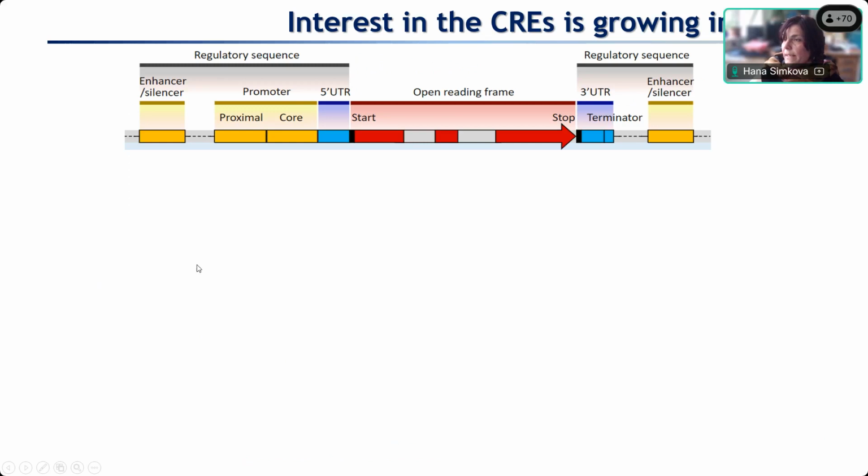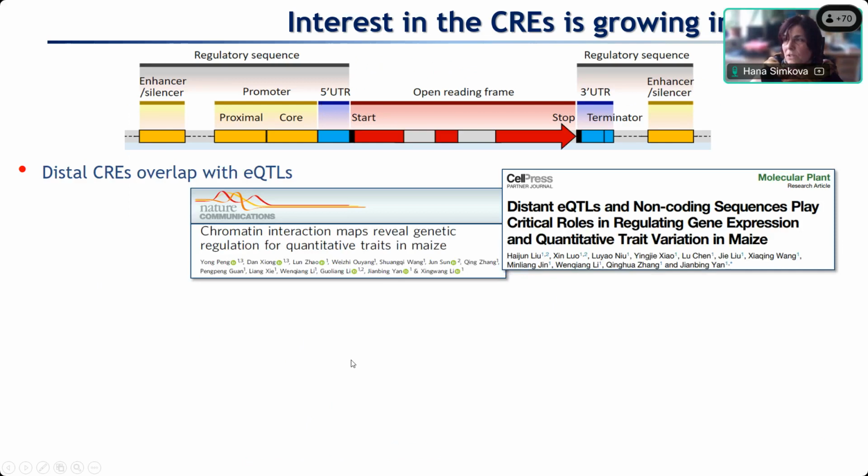The enhancers and silencers can be located both downstream and upstream of the gene. We are also speaking about the regulatory sequences, so in a broader sense, even the 5' UTRs and 3' UTRs can be considered regulatory sequences. I am mentioning them because all these sequences are now generating quite a lot of interest among researchers, but have also shown quite a big potential for applied research and for breeding applications.